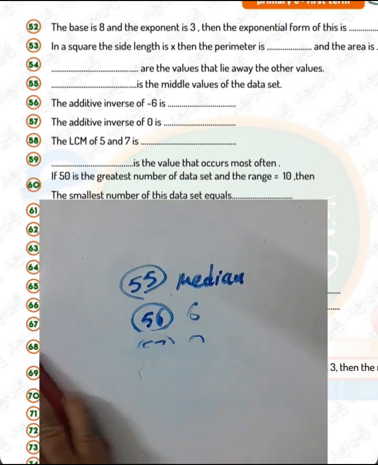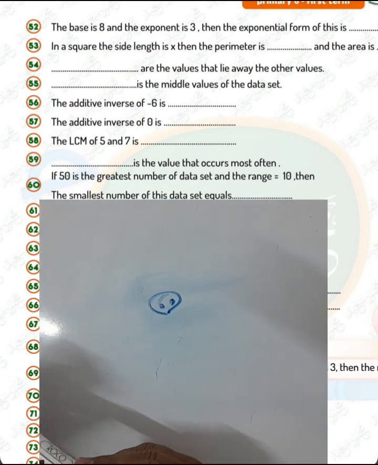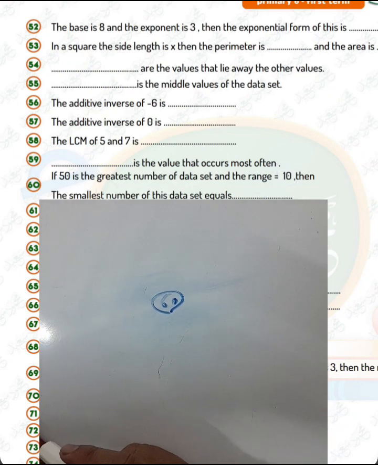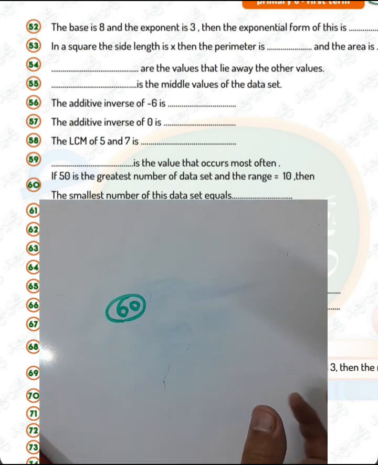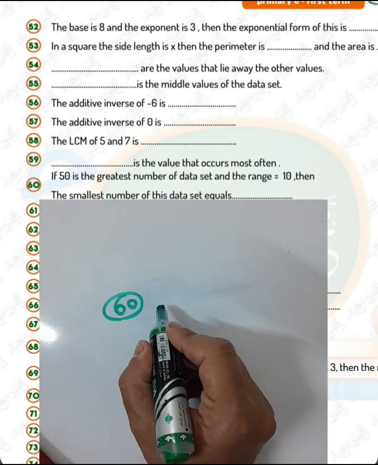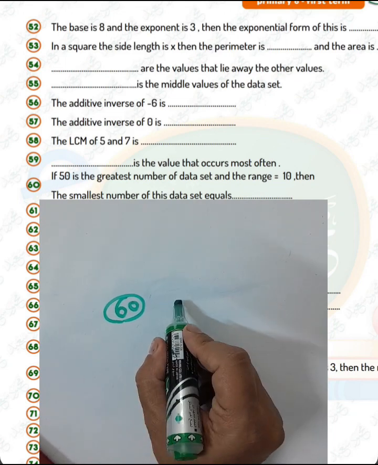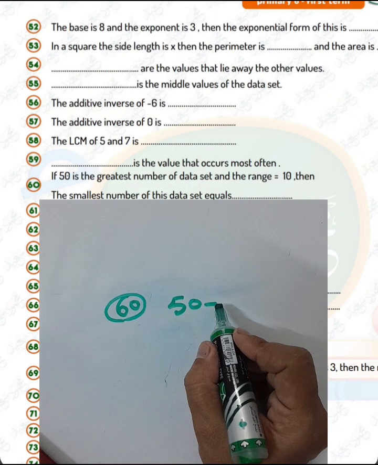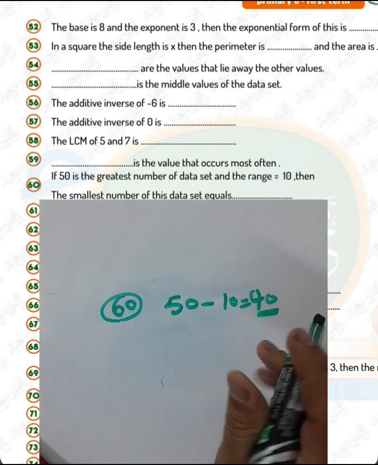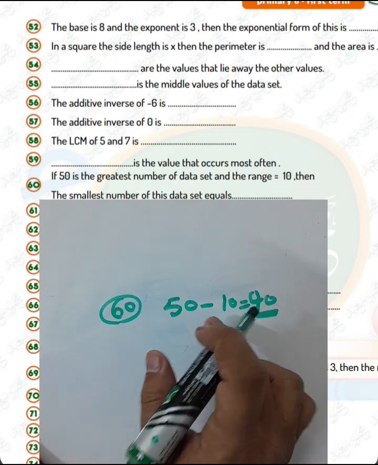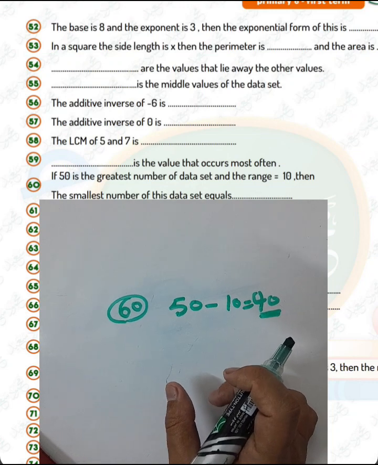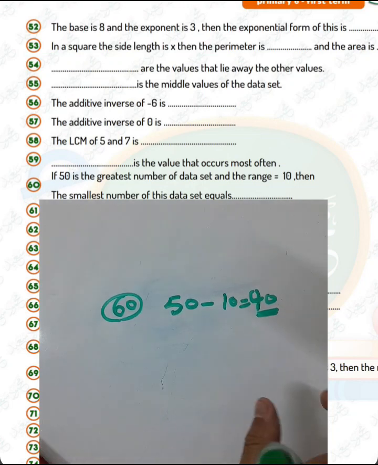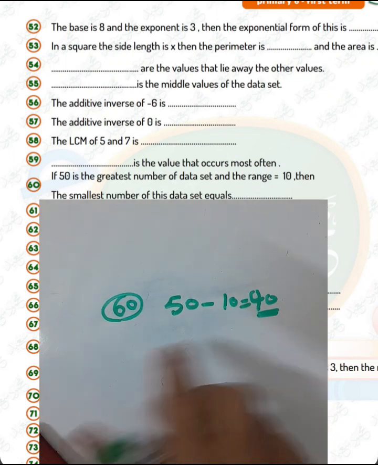Question 60: if 50 is the greatest number in the data and the range equals 10, then the smallest number can be found by finding the difference between the greatest number and the range. 50, the greatest number, minus the range 10 will be 40. If you want to find the range, you must find the difference between the greatest number and the smallest number. When you want to find the greatest number, you must add the smallest number to the range. Then the number here will be 40.